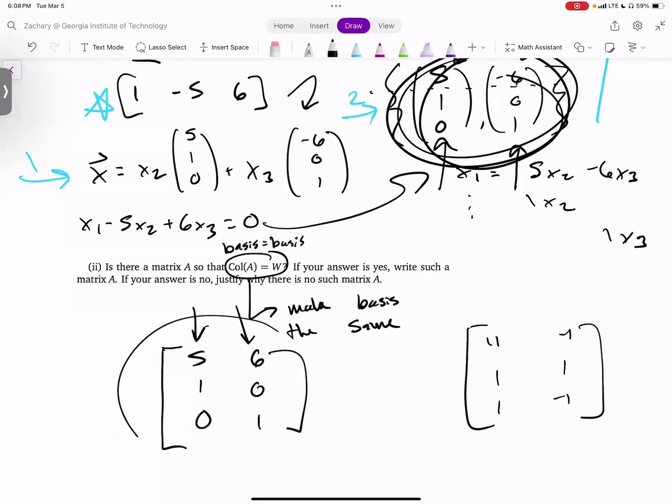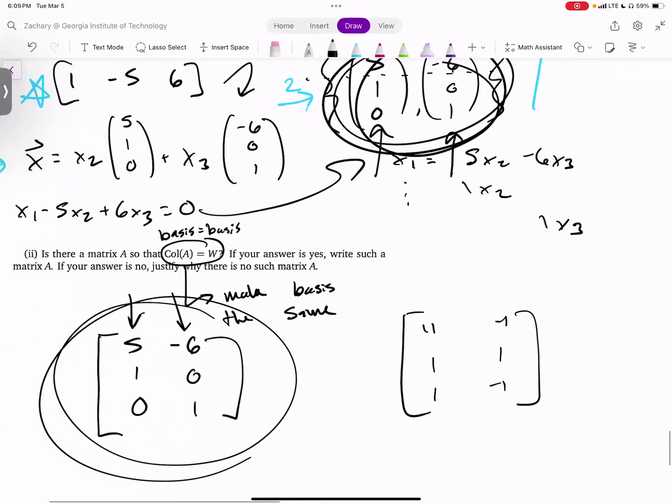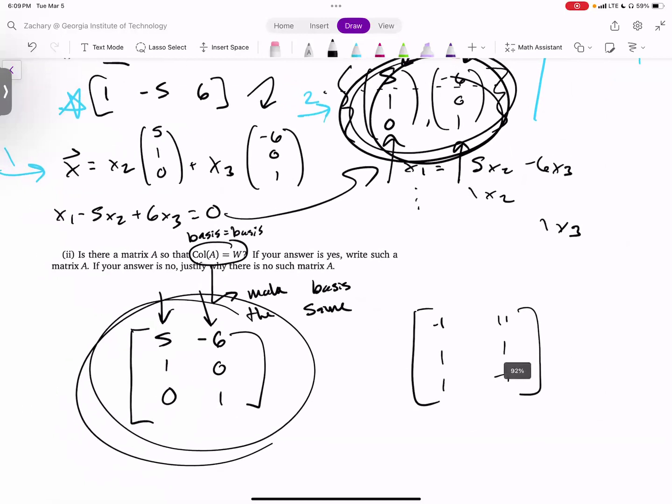Wait, just focus on this. 6 would be negative, right? Oh, you're right. That would be negative, yeah. So these constants are off, but it'll be -1, and this would be 11 instead. But you get the gist.